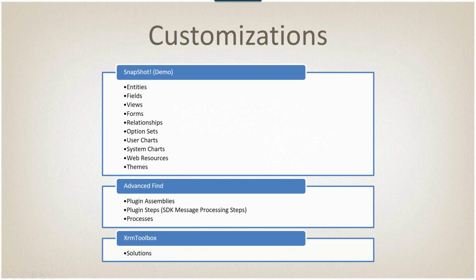So let's talk about the actual documentation procedures themselves. The first thing that people document, as a general rule, is all the customizations they have. The trial of Snapshot will pull out the entities, the fields, the views, the forms, relationships, option sets, system user charts, and web resources and themes. That will be done without costing you any money. All the other stuff Snapshot will do if you purchase it.